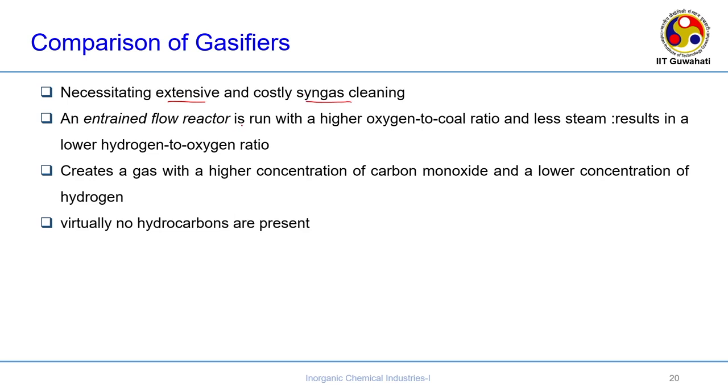An entrained flow reactor is run with a higher oxygen to coal ratio, and less steam, which will result in a lower hydrogen to oxygen ratio. So, the products coming out have a lower hydrogen to oxygen ratio, meaning more carbon monoxide and less hydrogen, since oxygen atoms are more in carbon monoxide. It will create a gas with a high concentration of carbon monoxide and a lower concentration of hydrogen. Virtually, this is the major reason no hydrocarbons are present.